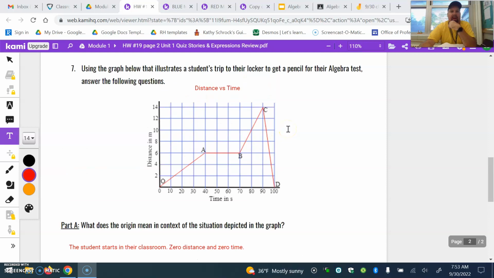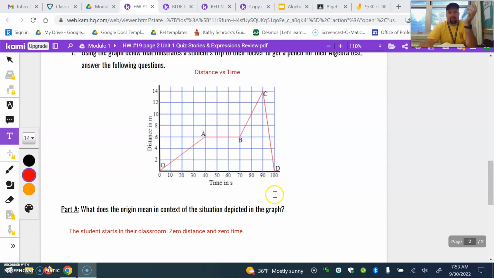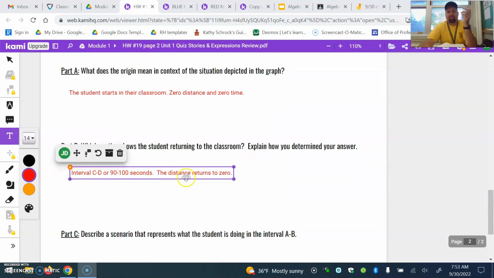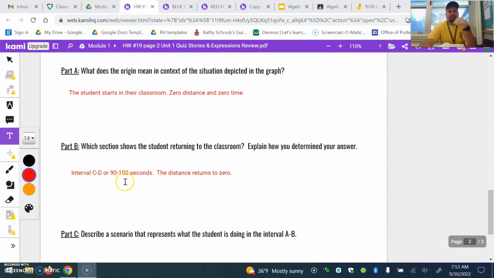So I'm going to look at the graph. When I'm thinking of returning to the classroom, they start at the classroom and the distance is 0. So I'm looking for where this graph returns back to 0 distance, and it's basically all the way here at the end at point D. So you could say the interval C to D, or 90 to 100 seconds, or at point D, because the distance returns to 0. That is the basic explanation for this.